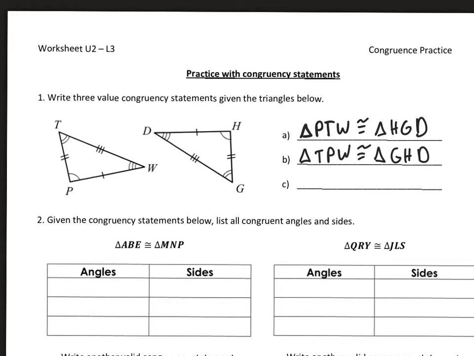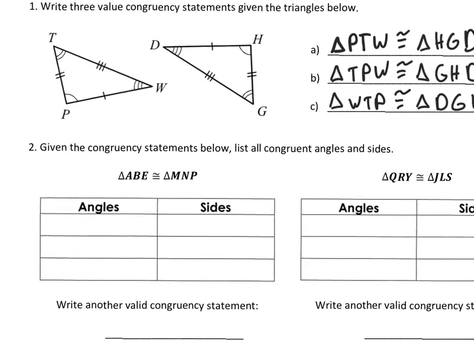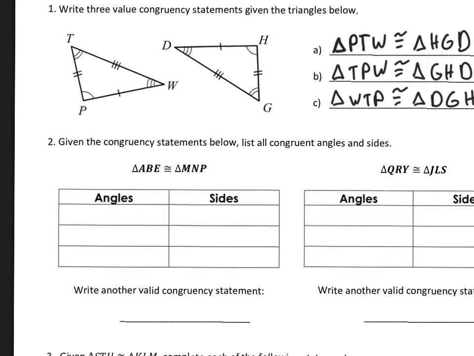And I can also name this triangle, let's do 3, 2, 1. WTP. 3 arcs to 2 arcs to 1 arc. And then very simply, I can do 3 arcs is D, 2 arcs is G, 1 arc is H. So those are 3 ways you can write these congruent statements. I believe there's actually 6 different ways to write the congruent statements because there's 3 letters. Yeah, they are permutations. So there's 6 different permutations. All right, but let's move on. Those are just 3 that work for me.